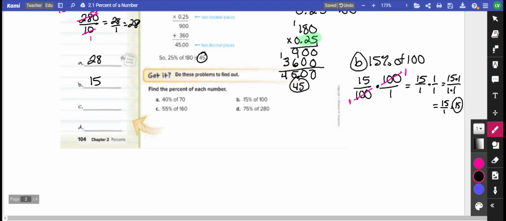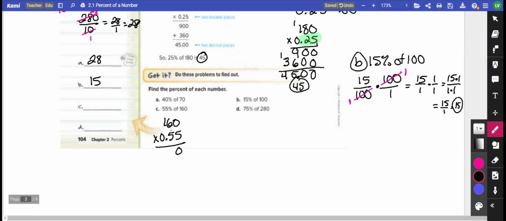Letter C, 55% of 160. Well, this time I'm going to take 160 and multiply it by 55 hundredths. You could go ahead and make it into a fraction, just like I did for A and B, but I am going to show the decimal version as well.